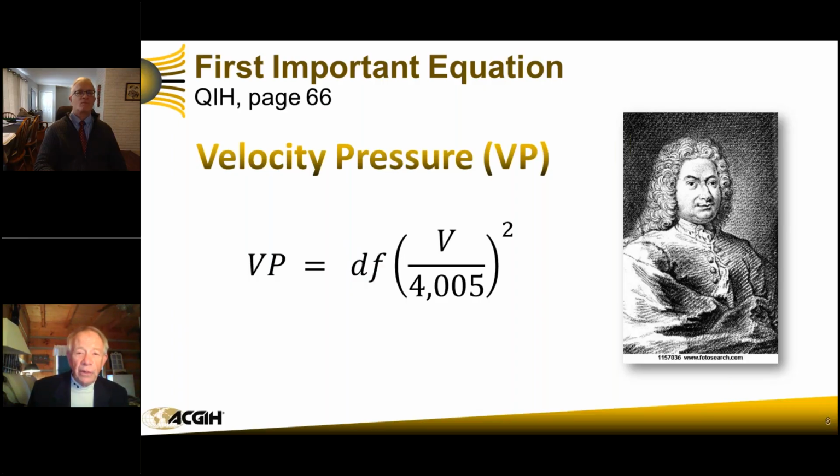Bernoulli was able to determine that there was a square relationship. And if we look at our equation here, when we get a pressure from the velocity, it is equal to the density of the liquid times velocity divided by 4005, squared. So that is Bernoulli's formula, and we'll see it written in another format here in just a second.